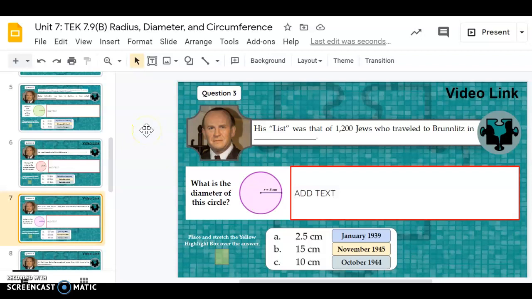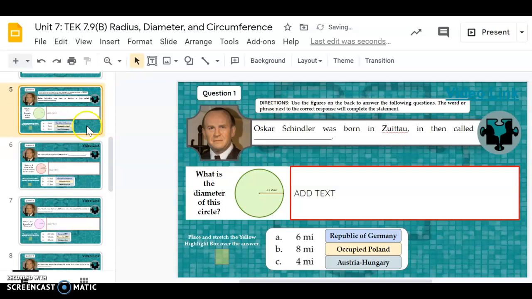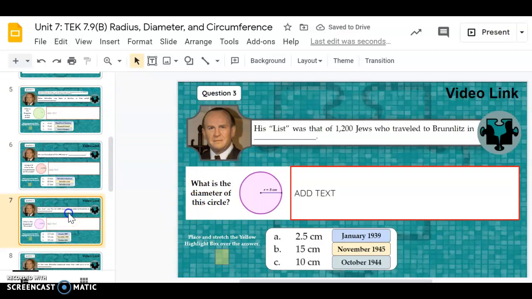All right, here we go with question number 3. Okay, so it's asking, what is the diameter of the circle? Okay, so if we go back to question number 1, it asks what is the diameter of this circle. Now we're on question number 3, and it wants to know the diameter of this circle.